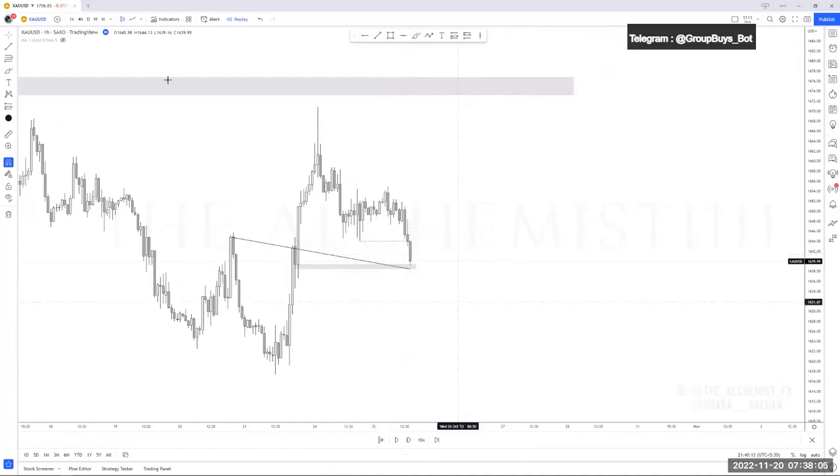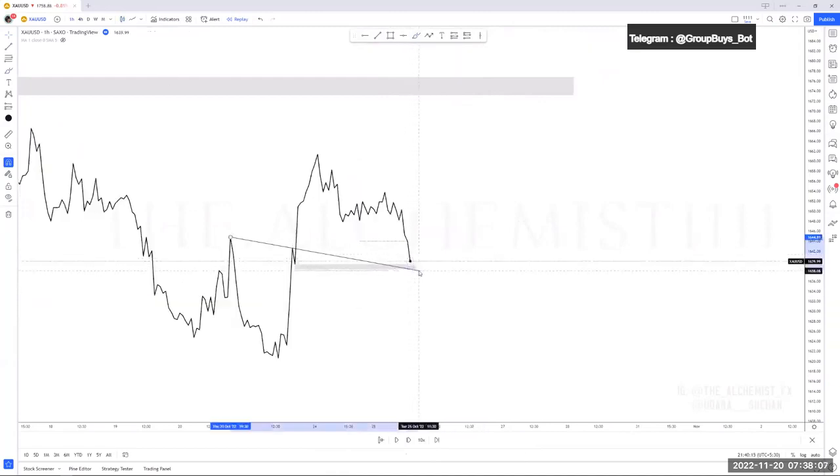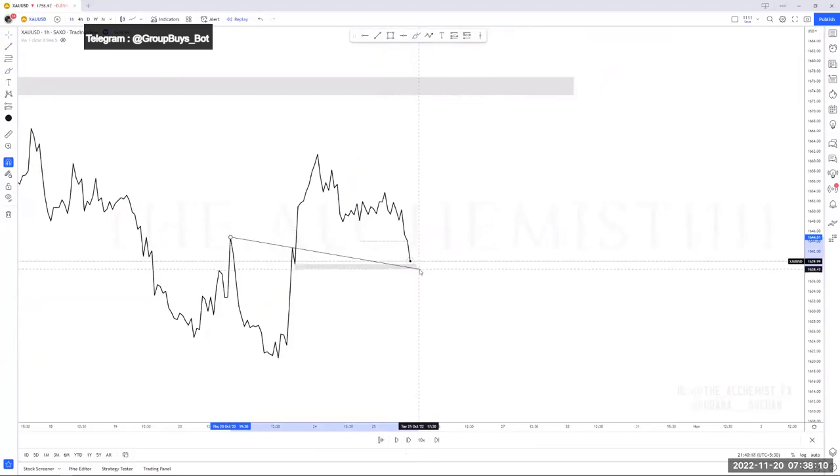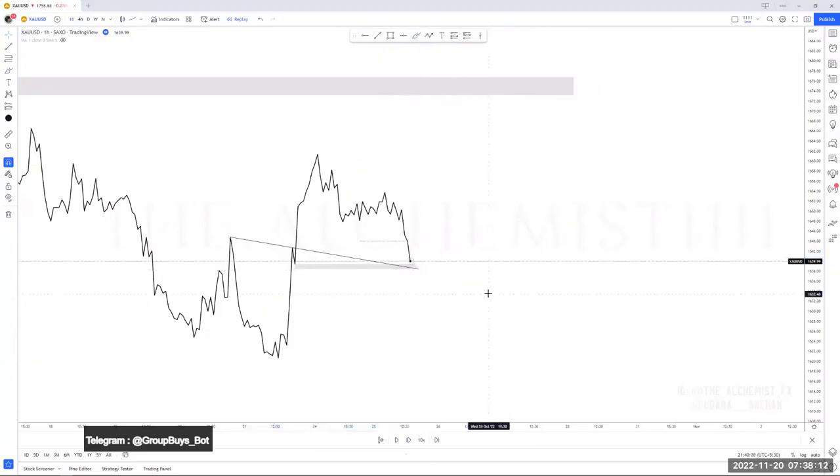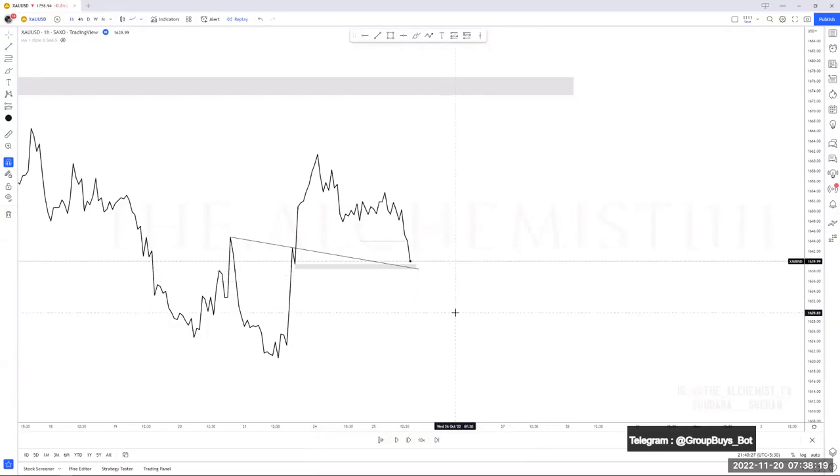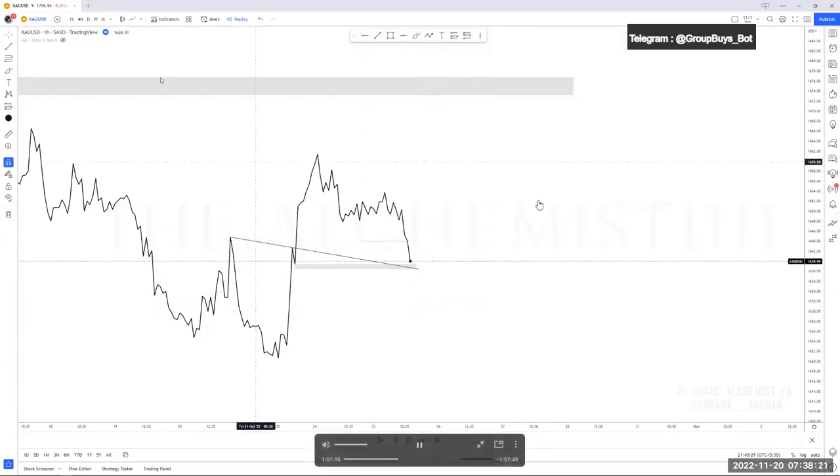So you stick to Asia and New York and London Open? No, I don't trade Asia actually. I only trade London Kill Zone, London Open, New York Kill Zone, and New York Open. And those 4-hour candle closing times can be used as extra confluence.